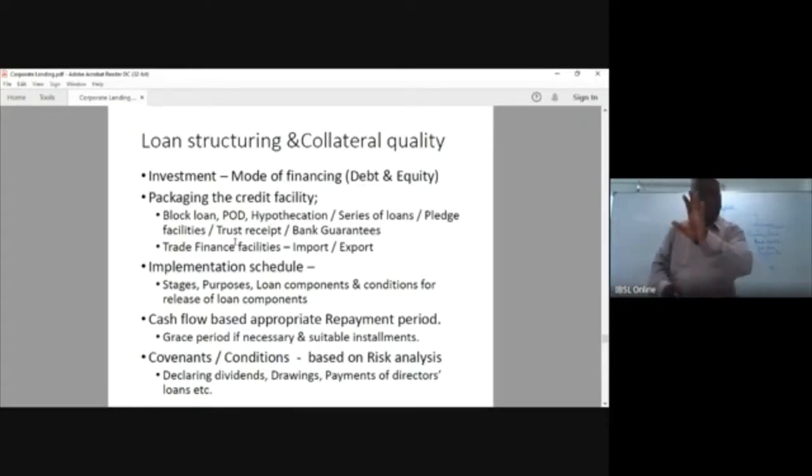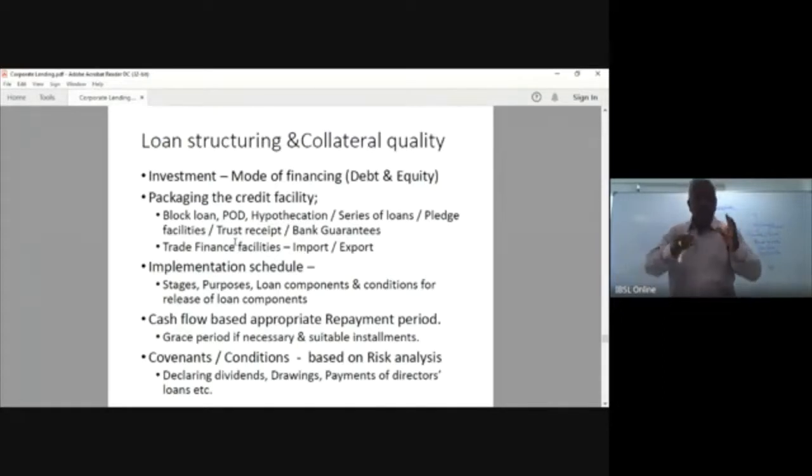I told you, in the case of consumer credit, it is straightforward. In the case of the small and medium business loan, that is also straightforward. Sometimes they want a POD, permanent overdraft, to meet their permanent working capital requirement. Or they want a vehicle to transport their goods, a mortgage over a vehicle. There it is straightforward. Or hypothecation of stock as a working capital requirement.